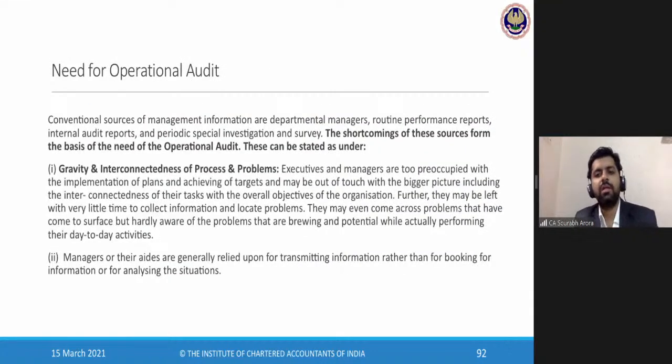Need for operational audit. These are the needs for operational audit. Gravity and interconnectedness of process and problems. Since processes, operations, and procedures in an organization are interconnected, the problems might also be interconnected, and a deep analysis of the operations might be required to come up with the deficiencies that exist and the recommendations to remediate those deficiencies. Managers or their aides are generally relied upon for transmitting the information. So the general role of managers is to just transmit the information rather than analyze something in detail. The operational auditors, however, are specialized in analyzing the details of the operations vis-a-vis the standard operating procedure.